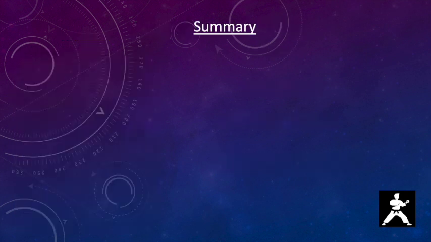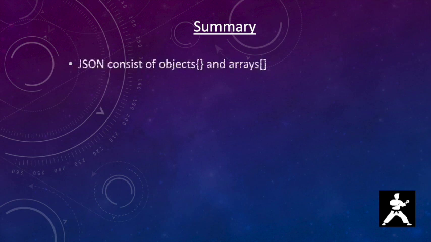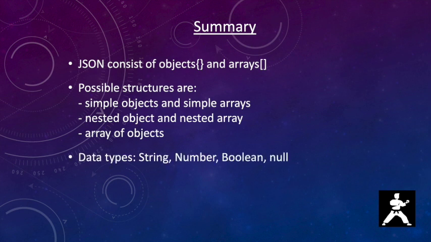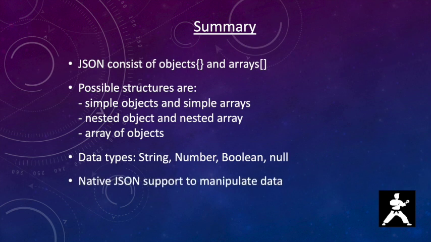All right, let's make a quick summary of this lesson. JSON consists of objects and arrays. Objects are in curly braces, arrays in square braces. Possible structures are simple objects or arrays, nested objects or nested arrays, and it can be an array of objects. Data types for JSON are string, number, boolean, and null. Karate has native support of JSON, so you can easily manipulate it with JSON path expressions.